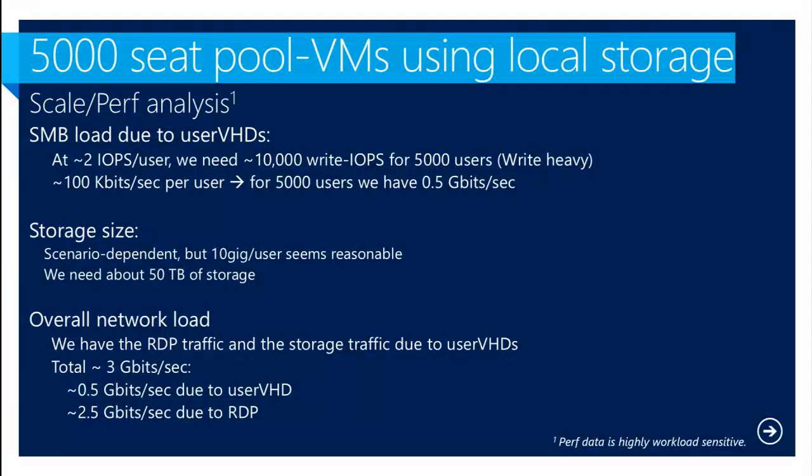In terms of sizing for user VHD, 10 gigs per user for their documents and settings seems a good number. That says your central storage has about 50 terabytes, delivering about 10,000 write IOPS, right? And overall network load is not much different than before, a little bit more, but that's only storage load, 0.5 gigabits per second due to 5,000 user VHD users.